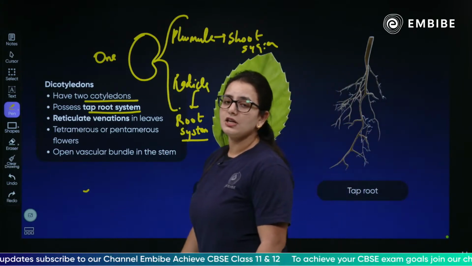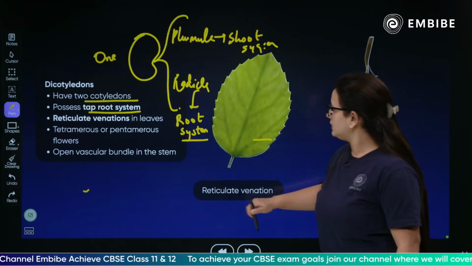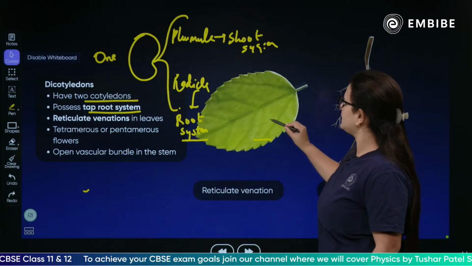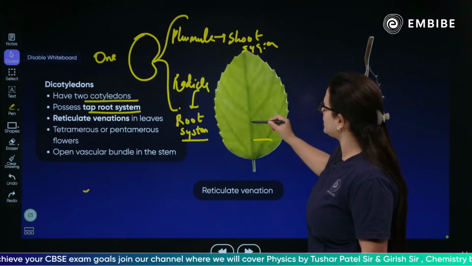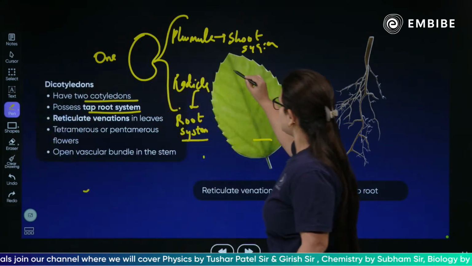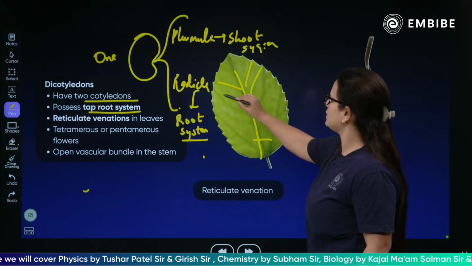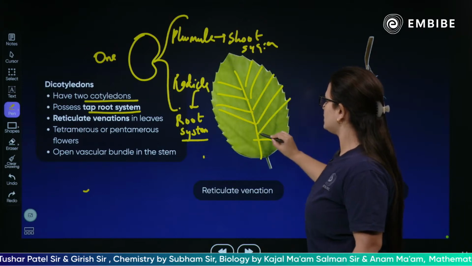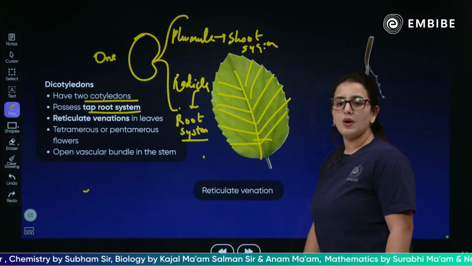Yes, the venation. What do you mean by venation? Venation means the arrangement of the veins inside the leaf. Can you see this? There is a very simple reticulate venation. What is reticulate venation? You can see this, when there is a midrib running and the veins form a network, this type of venation is called reticulate venation.